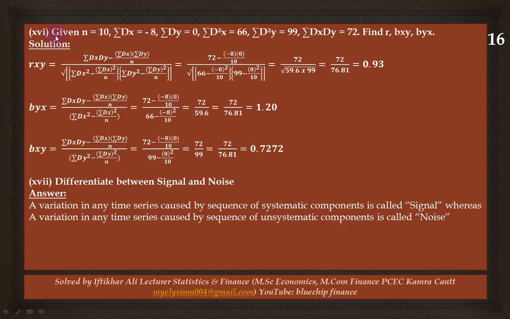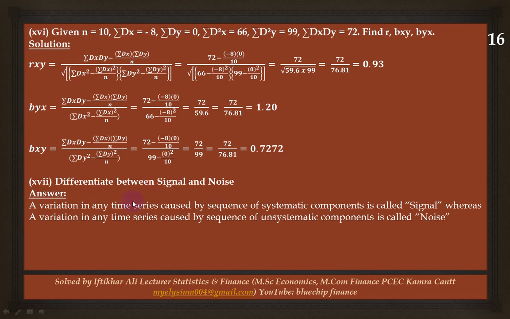Question number 16. Given n equals 10, sum of dx is minus 8, sum of dy is 0, sum of dx square equals 66, sum of dy square equals 99, sum of dx dy is 72. Find correlation coefficient and regression coefficients beta x on y and beta y on x. Here are the formulas given, and after putting the values into the formulas you can calculate all these three.